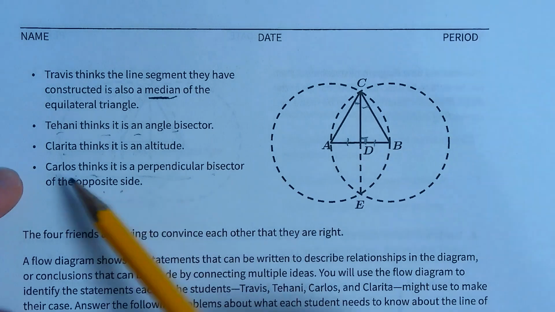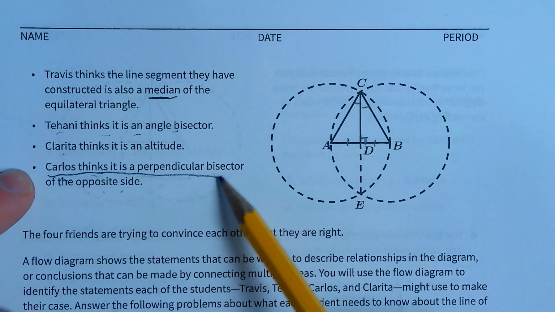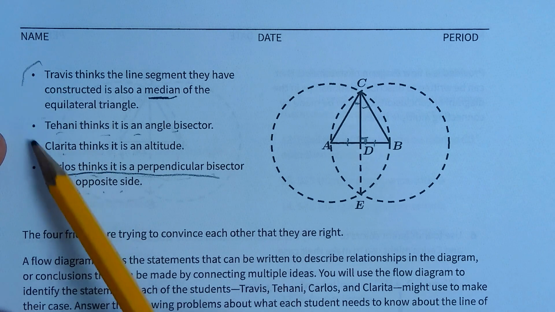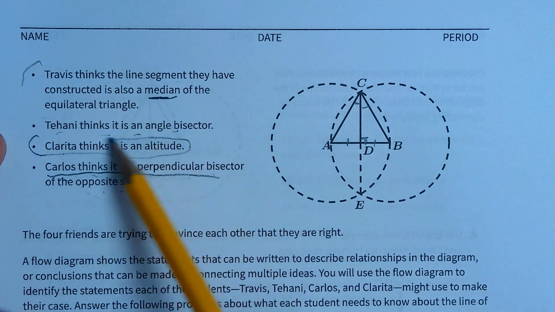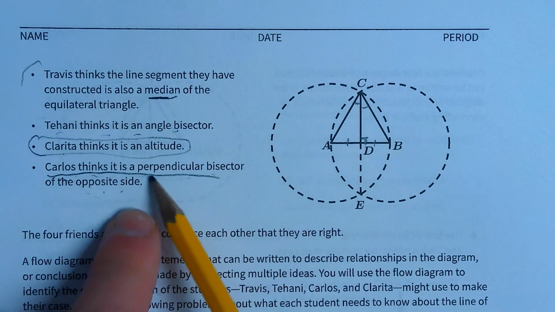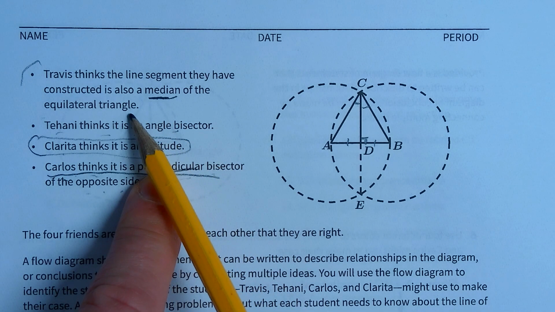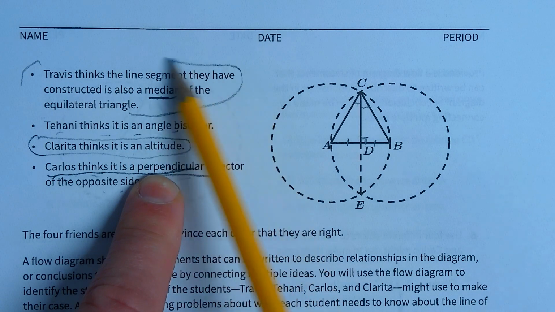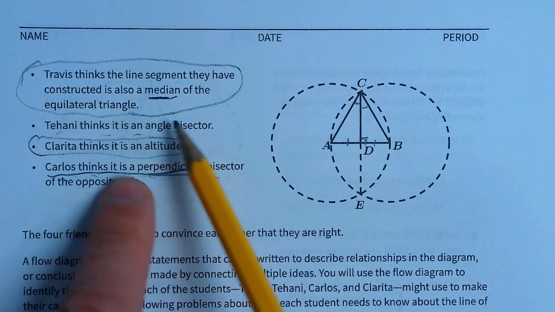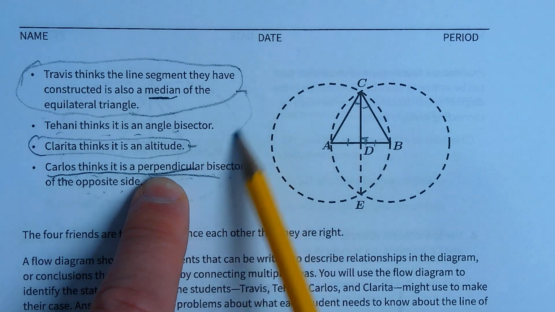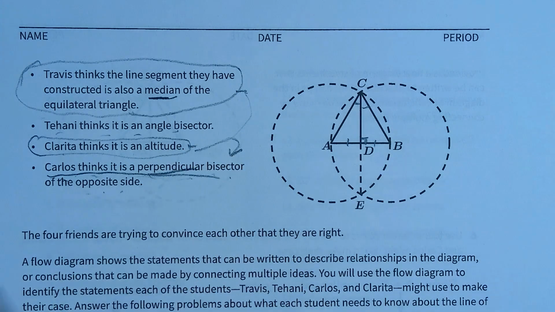Well, Carlos's claim would be true if both Travis's claim and Clarita's claim are true. If it is an altitude that stands tall at 90 degrees, that makes it perpendicular. If it is the median, it hits the middle, so it's a bisector. So this makes it perpendicular, this makes it bisector. If they're both true, then Carlos's claim is true.